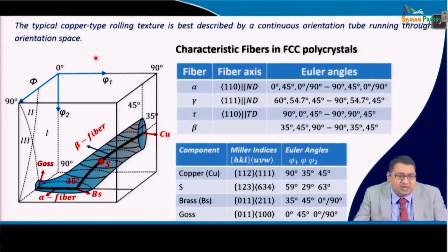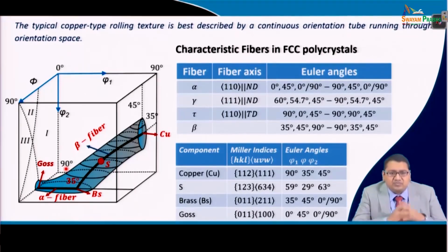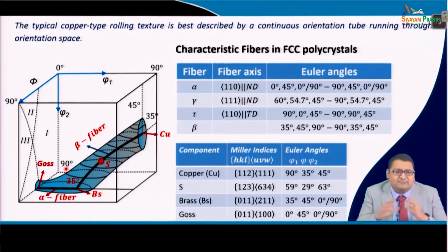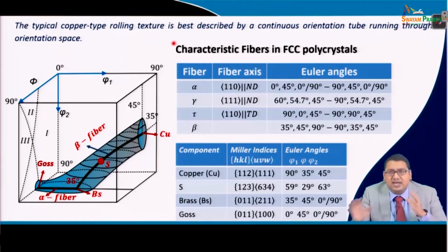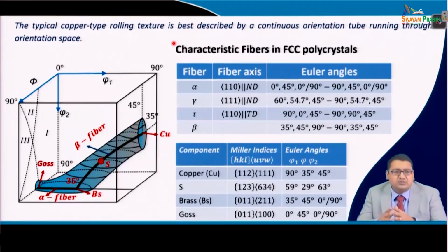Now, you see that we have plotted phi 1 from 0 to 90, phi from 0 to 90, and phi 2 from 0 to 90 here, right. And you see that we are showing the typical copper type rolling texture, which is best described in terms of continuous orientation tubes running through the orientation space and not as components.